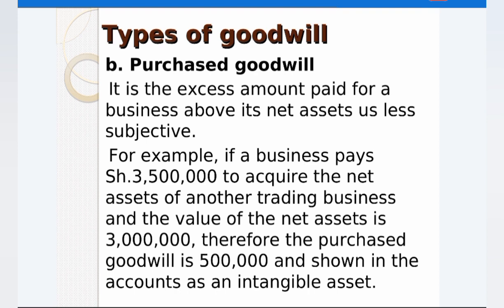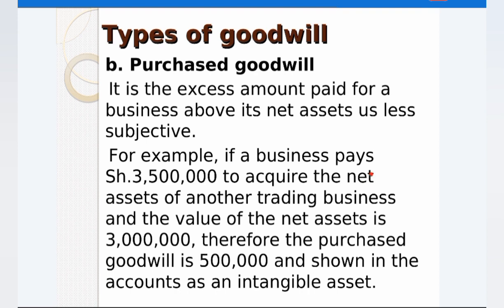Now, the second type of goodwill is the purchased goodwill. And the purchased goodwill is simply the excess amount that we receive or we pay over and above the net assets that are acquired. In other words, when we are purchasing, for instance, a business, we normally pay for the assets of that business. So if it happens that you pay more than the value of the assets of the business, then the difference will become the goodwill.